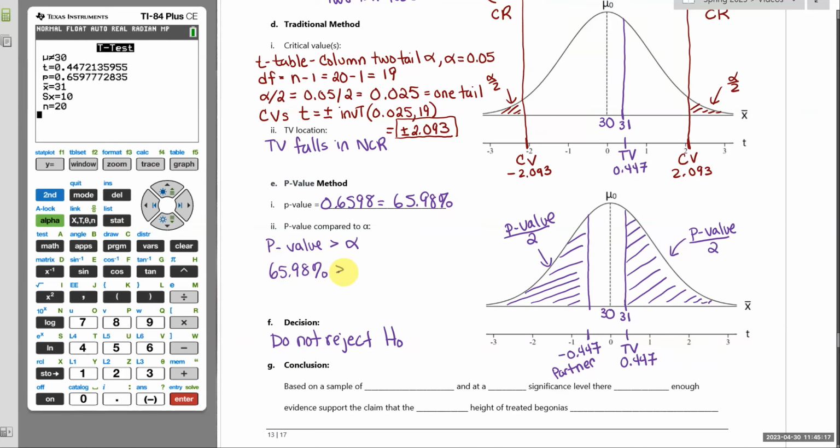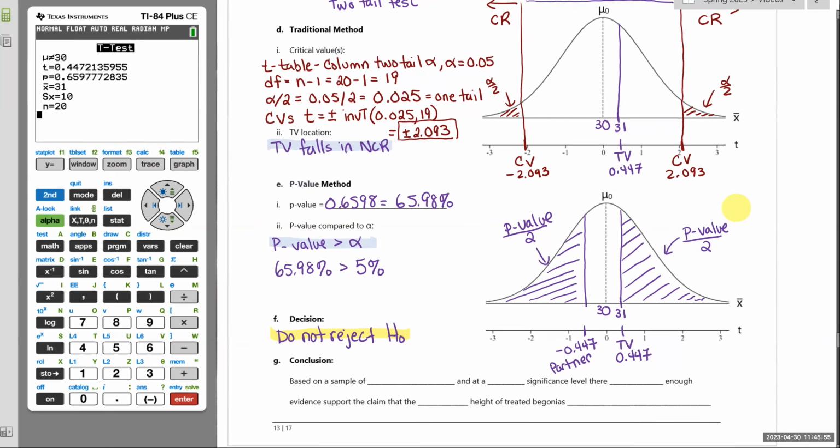So 65.98% is definitely bigger than my alpha, which was 5%. And the rhyme is, if your p-value is low, let the null go. But my p-value is not lower than alpha, it's bigger. So we do not let the null go. So as always, these kind of are puzzles that have to fit together. If your test value isn't in the critical region in the traditional method, that guarantees that you've got a big p-value. So a p-value area bigger than alpha. And those two things lead to do not reject the null.